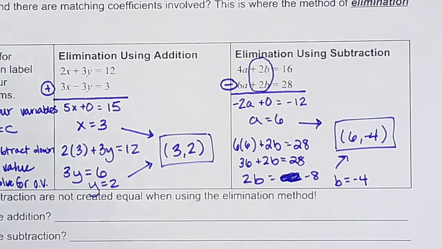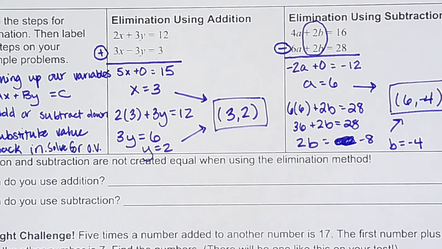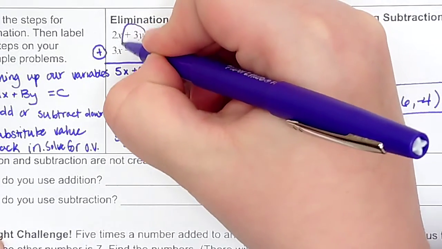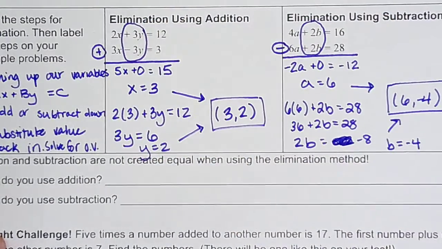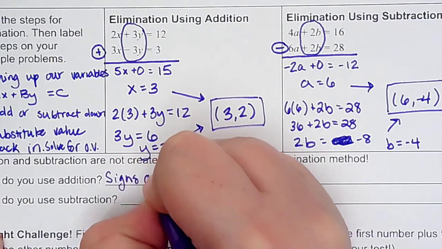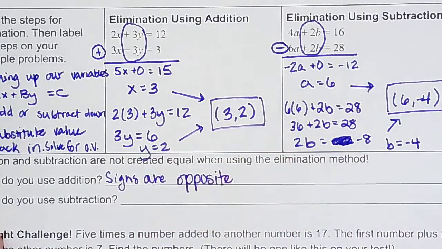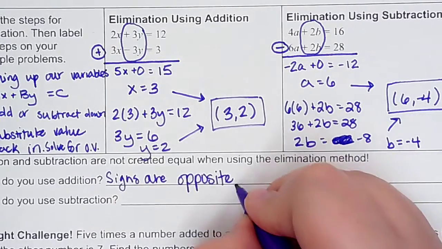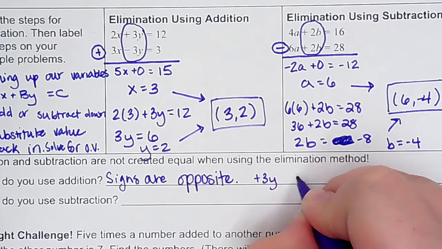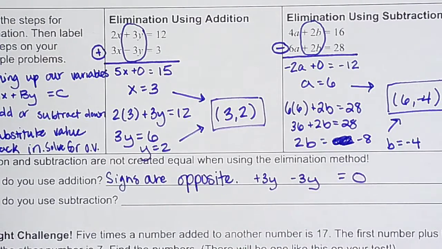So, addition and subtraction are not created equal when you're using the elimination method. So when do we use addition? Well, we use addition when we line our variables up and we see that the signs are opposite. This is why we have to line them up, because we can't necessarily see that if they're not. So for example, that would be example 1, where we've got the plus 3y and the minus 3y, because when we add those, they're going to eliminate.